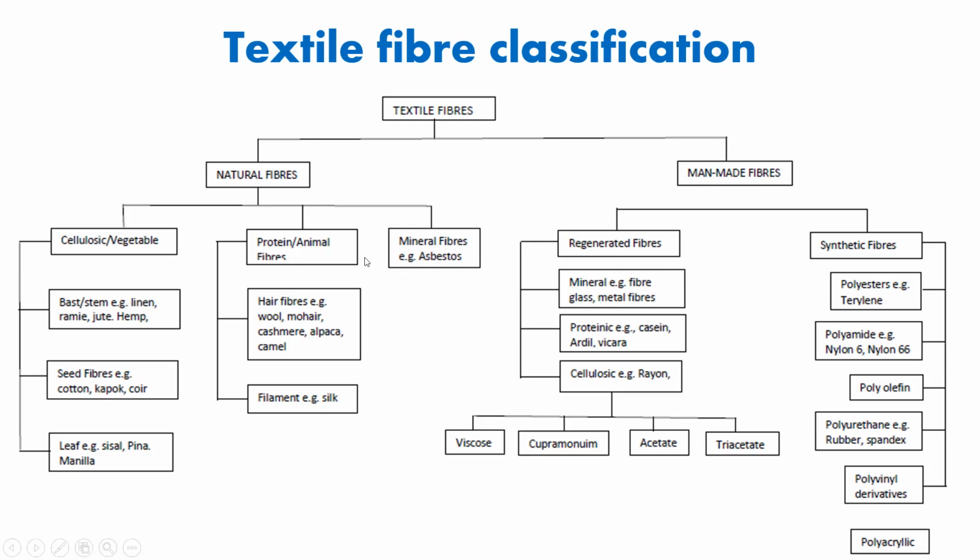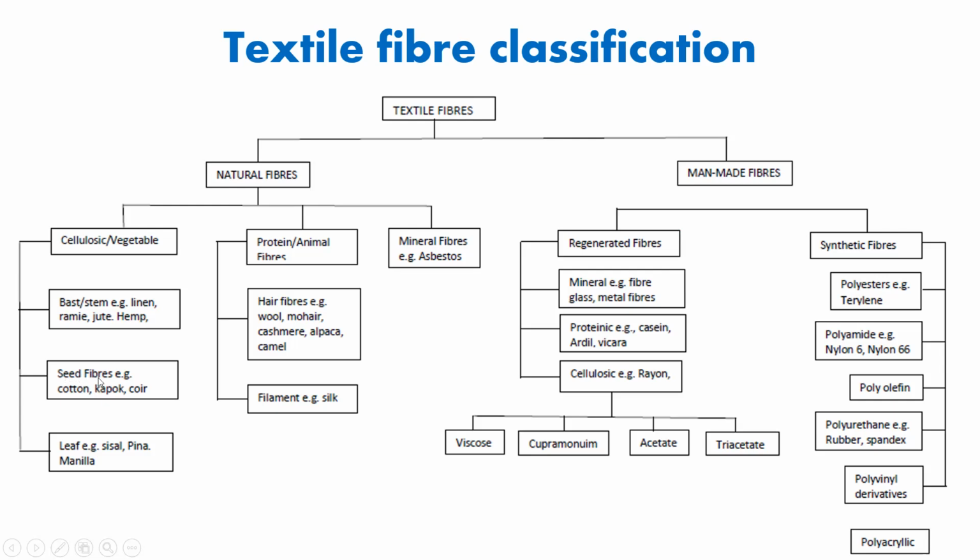An example is asbestos. When you take the cellulosic fibers, they are also subdivided into three. So we have bast or stem; stem is the same as bast fibers. For example, we have linen, ramie, jute, and hemp. Here, the linen fibers we get from flax. Later, we shall discuss that.